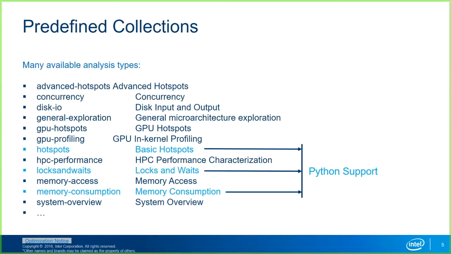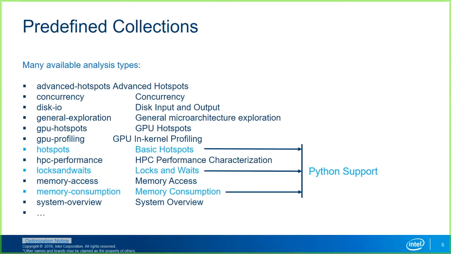So VTune has a lot of predefined collections. Here's a pretty extensive list, and you can actually run almost any of these collections on your Python application. But the ones highlighted in light blue, we have Python support for. So what that actually means is that if you use the light blue ones on your Python application, you'll be able to get native Python call stacks. Whereas if you do something like general exploration, your Python layer will be grouped into this kind of a monolith.